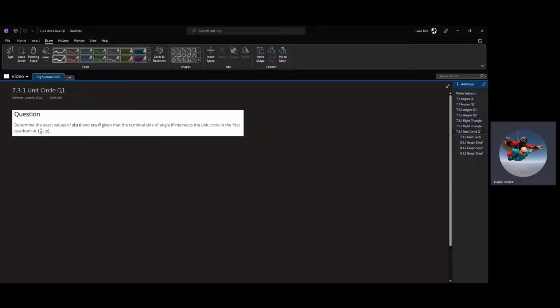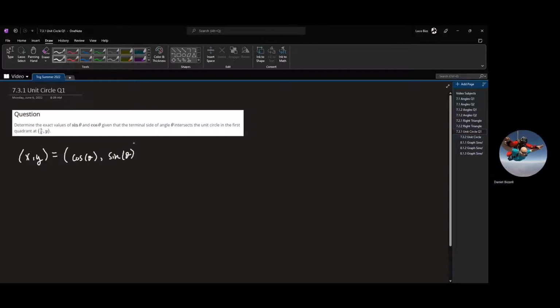So for this question, we need to determine the exact value of sine theta and cosine theta, which are in the first quadrant at the points (5/6, y). What we need to be able to solve this problem is to know that on the unit circle, the points (x, y) are equivalent to (cosine theta, sine theta). So this x here is equivalent to cosine, and this y here is equivalent to sine.